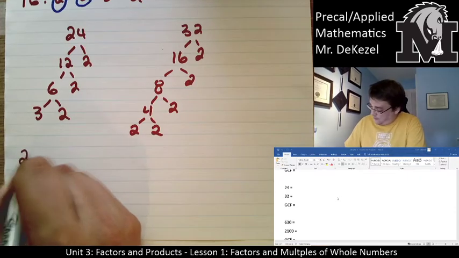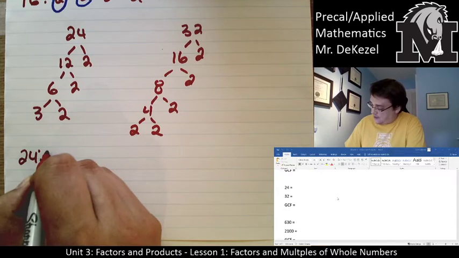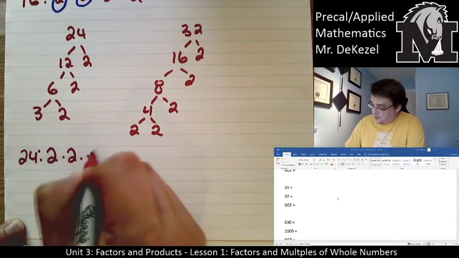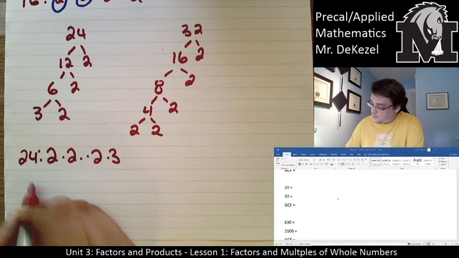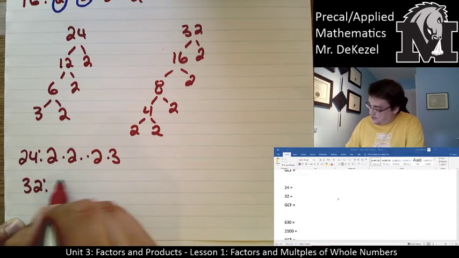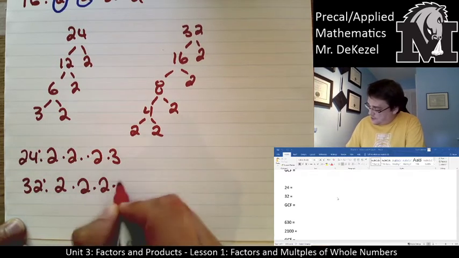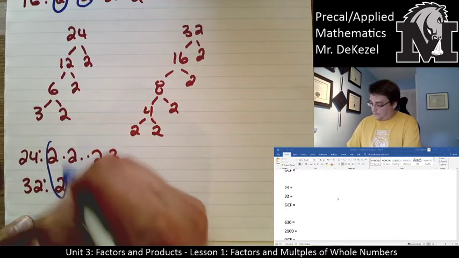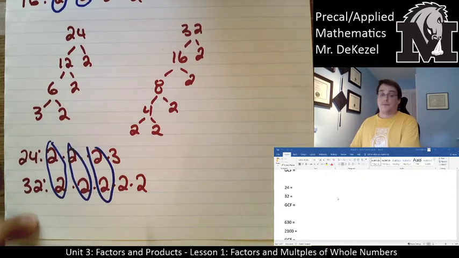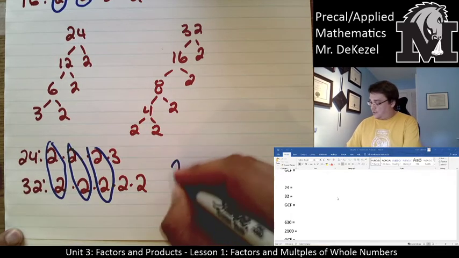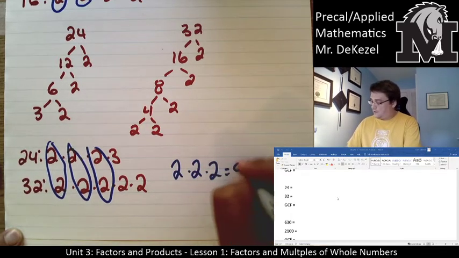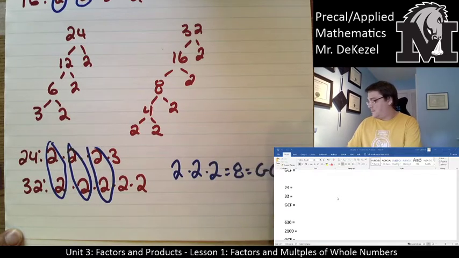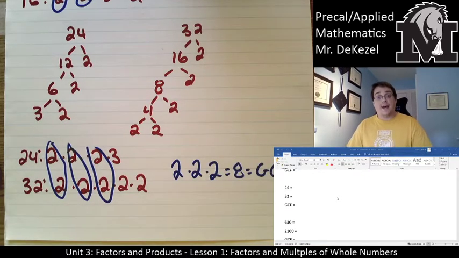So we've got 24 as a set of prime factors is 2 times 2 times 2 times 3. 32 as a set of prime factors is 2 times 2 times 2 times 2 times 2. So what we're going to do is find all of the numbers that they have in common here, here, and here, and multiply them together. So that's 2 times 2 times 2 for 8 being the greatest common factor. And that is what we had with our list method.